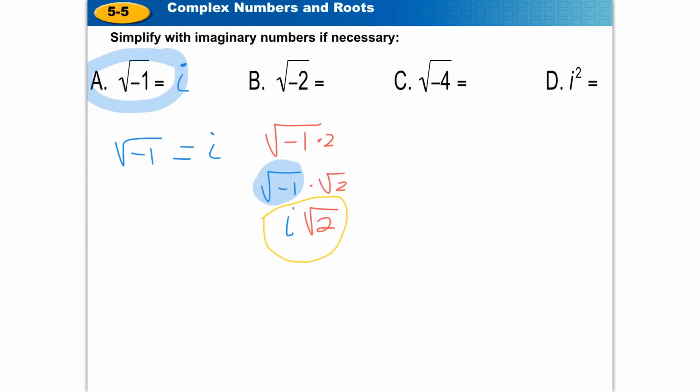On C, the square root of negative 4, we're going to split it into the square root of negative 1 times the square root of 4. So the square root of negative 1 is i, and the square root of 4 is 2, and then we just want to write it the other way. The number comes first, i comes second, just like if it was 2x, 2i.